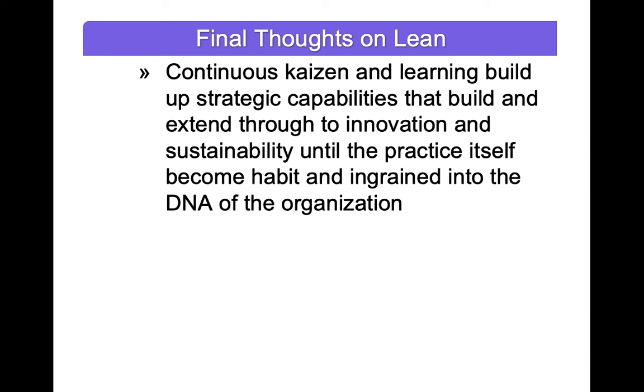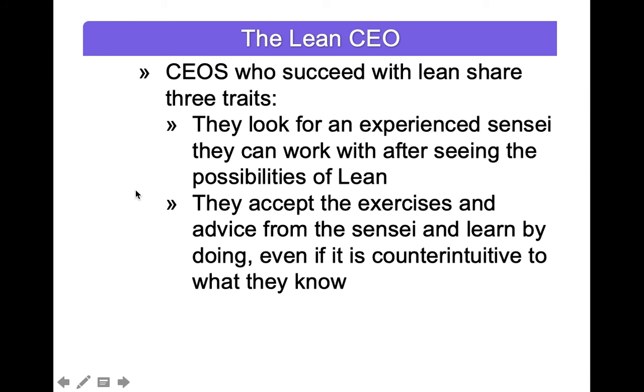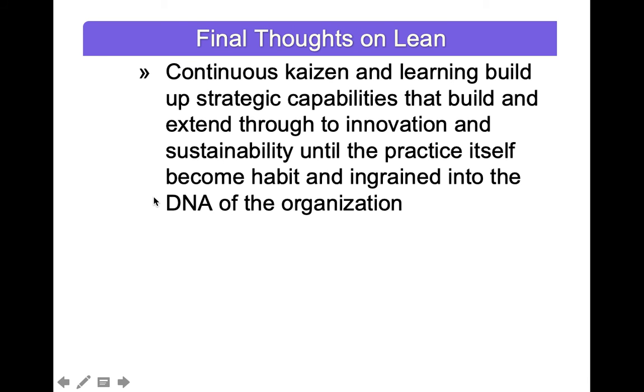Continuous Kaizen and learning build up strategic capabilities that build and extend to innovation and sustainability until the practice becomes a habit. So that's the whole key there, is to make it a habit. And that's where you differentiate between companies that use lean and have success at the transformation, have kept up the philosophy, and have created a company that operates completely differently than it did before, versus the company that cuts waste by this much money, or reaches their goal and says, okay, we're done. Let's go back to the way it was. And that happens a lot.